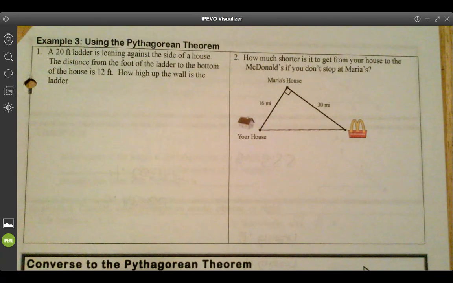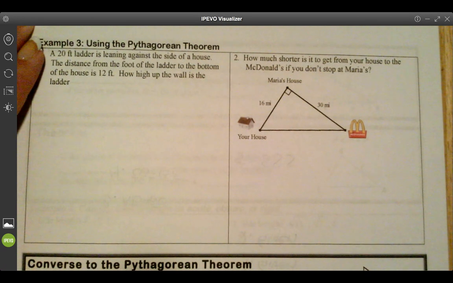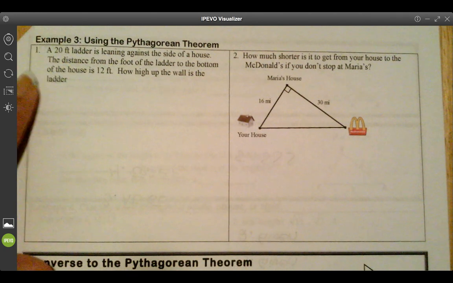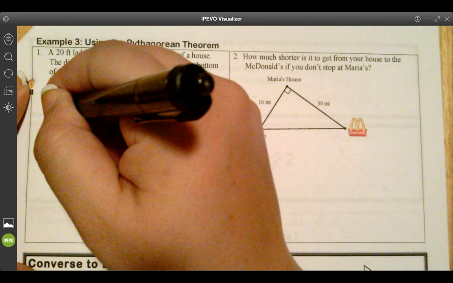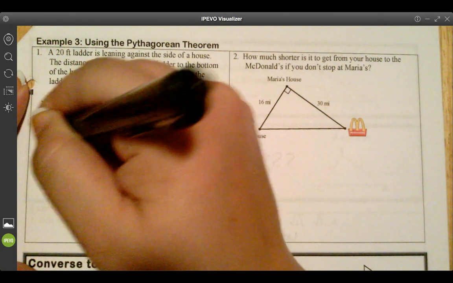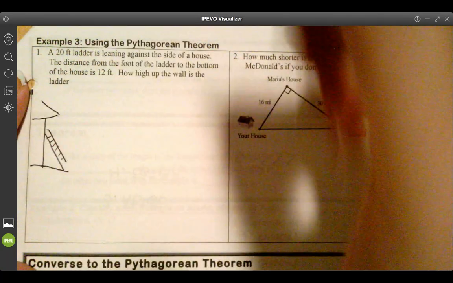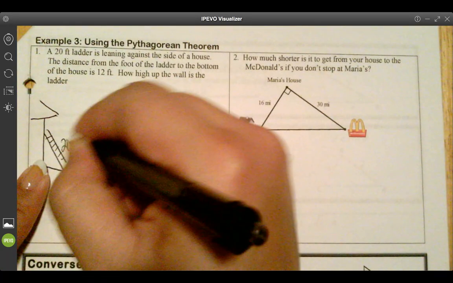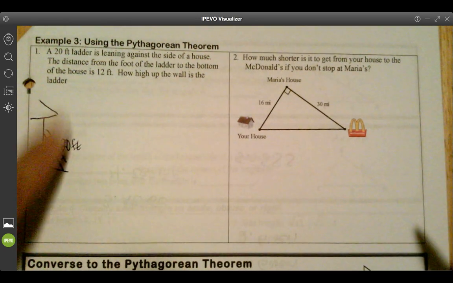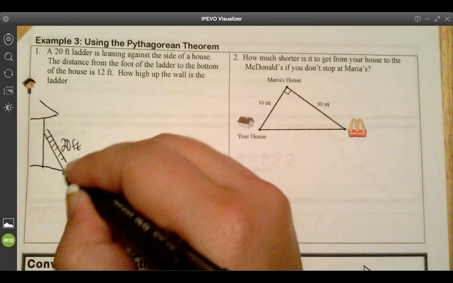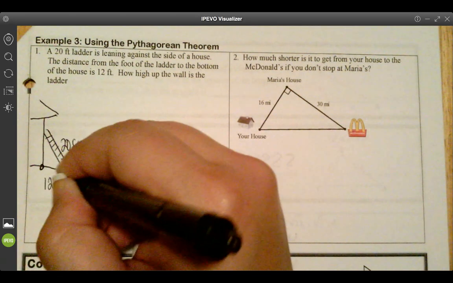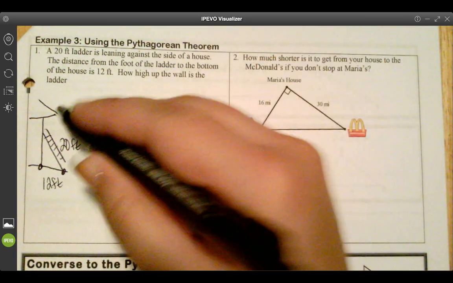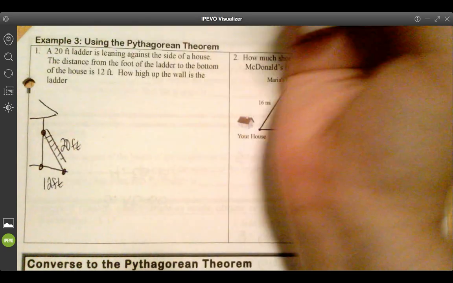Let's take a look at our next page. A couple of application problems. We'll do these together. So for this example, we have a 20-foot ladder leaning against the side of a house, similar to a question that you had on your homework. Here's my house. Here's the ladder. Here's the ground. So we know the ladder is 20 feet. The distance from the foot of the ladder, that's the bottom of the ladder, to the bottom of the house, that's here, is 12 feet. How high up the wall is the ladder?